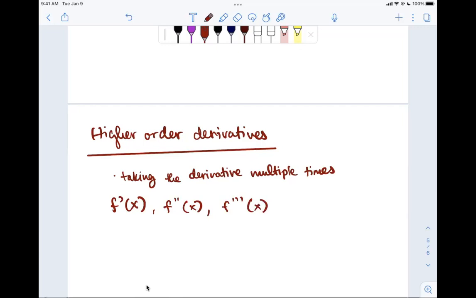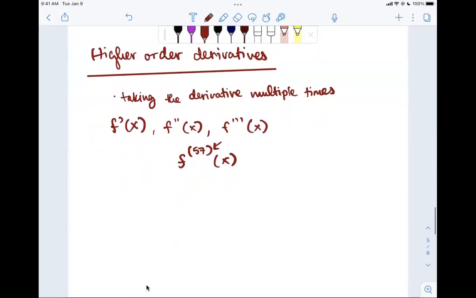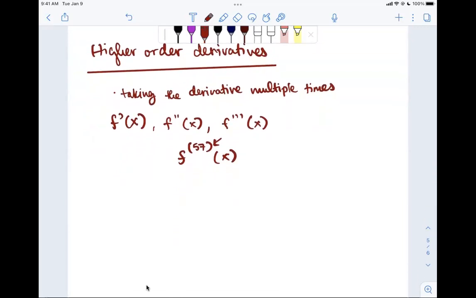So 3 derivatives. For more than 3, we don't really like drawing that many apostrophes, so instead we're going to do f and then some number in parentheses. So f^(57)(x). That means you're taking the derivative 57 times. Remember that you do need the parentheses here. If you don't have them, that would mean you're taking it to that power rather than taking a derivative that many times. So you always need to have those parentheses there. Now, the other way you could notate this is using the dy/dx or just d/dx notation.